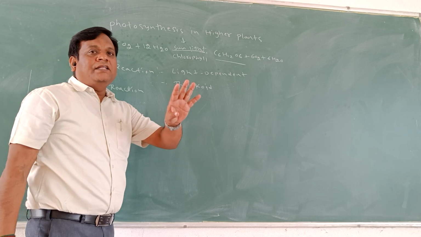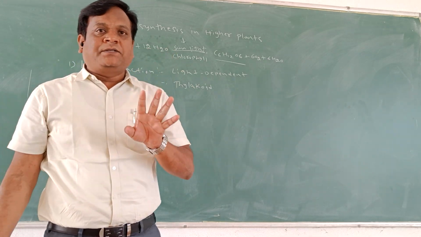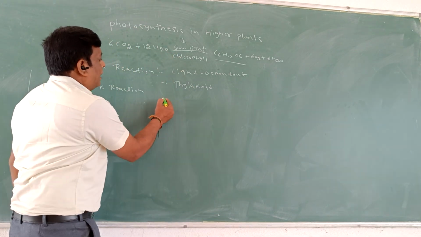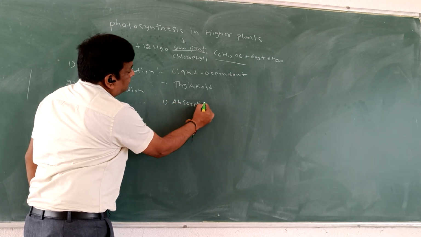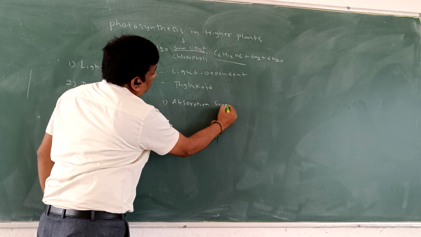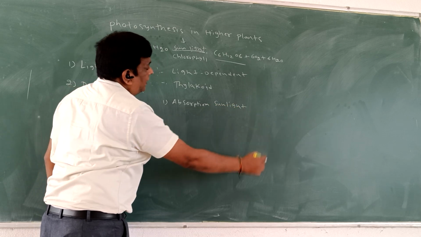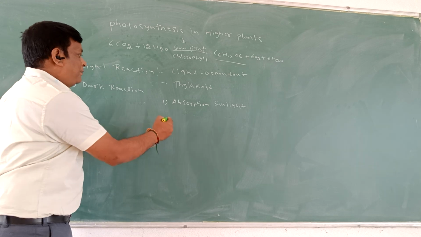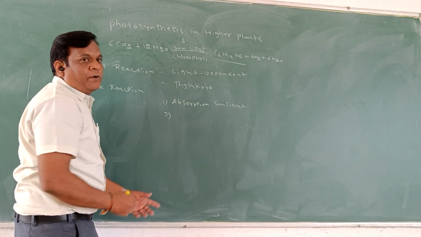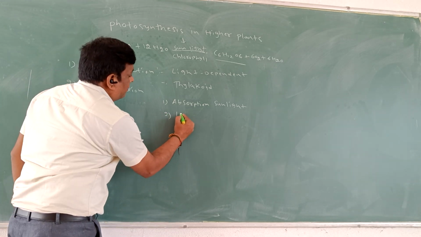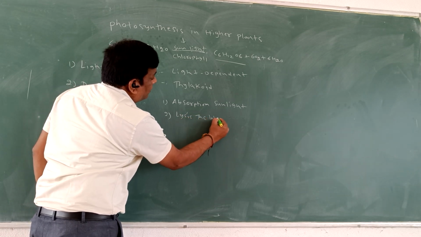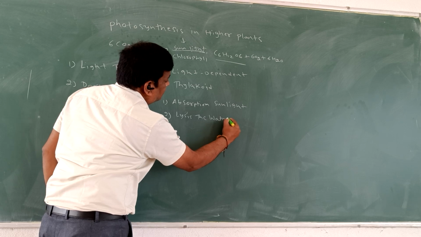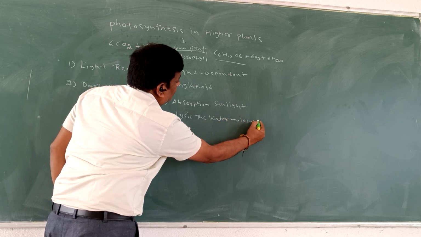Mainly four steps are present in the light reaction process. The first step is the absorption of sunlight. The second step is the lysis of water molecules, which means the water molecules break down.